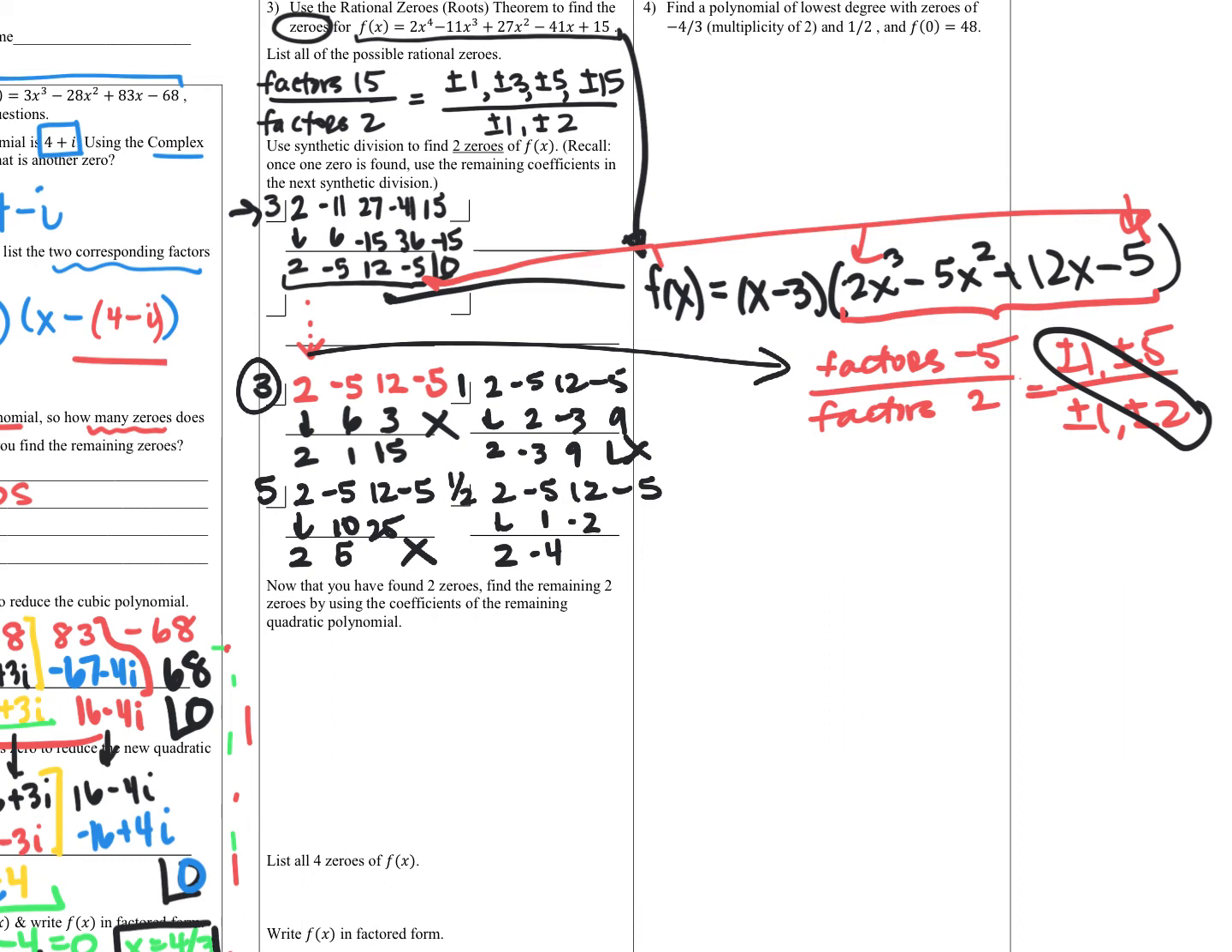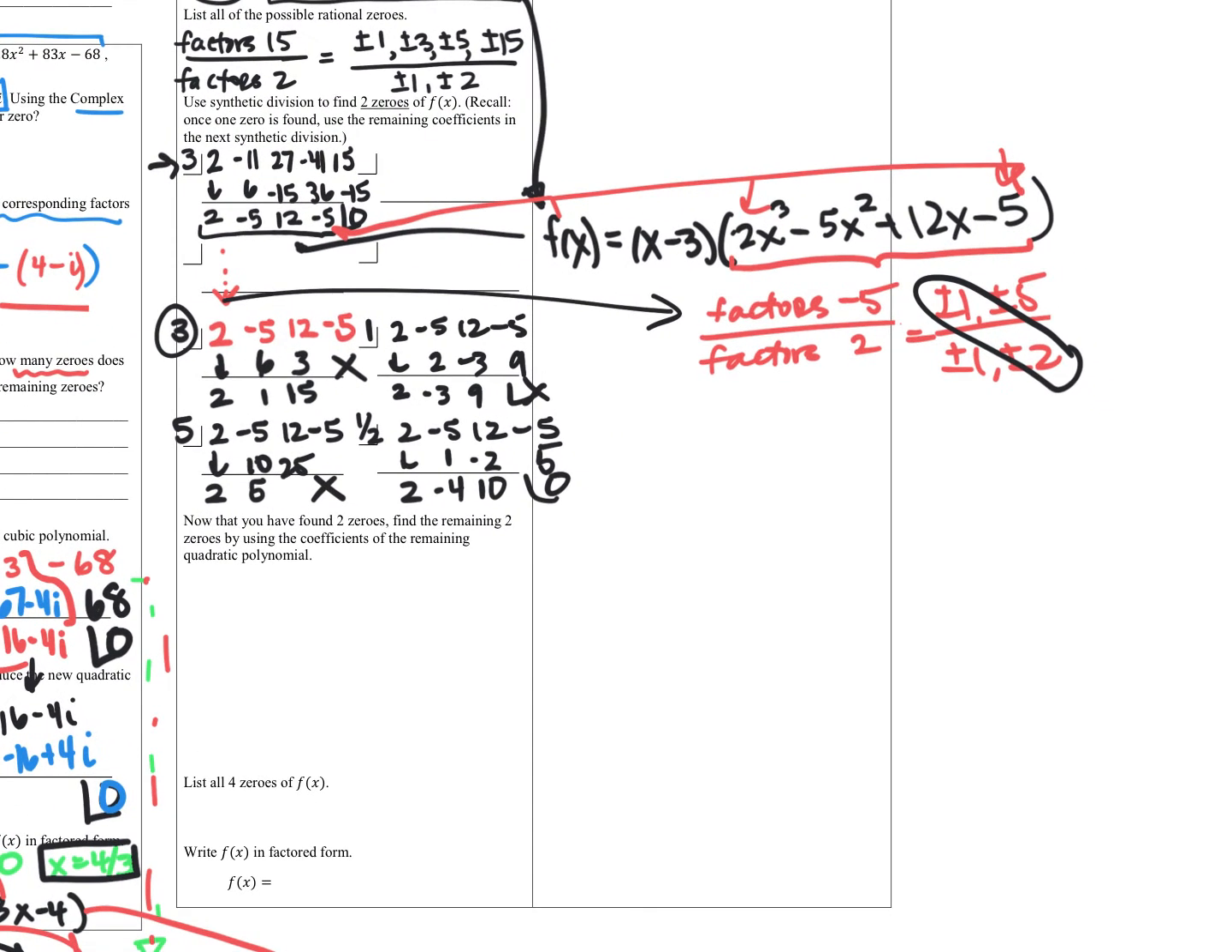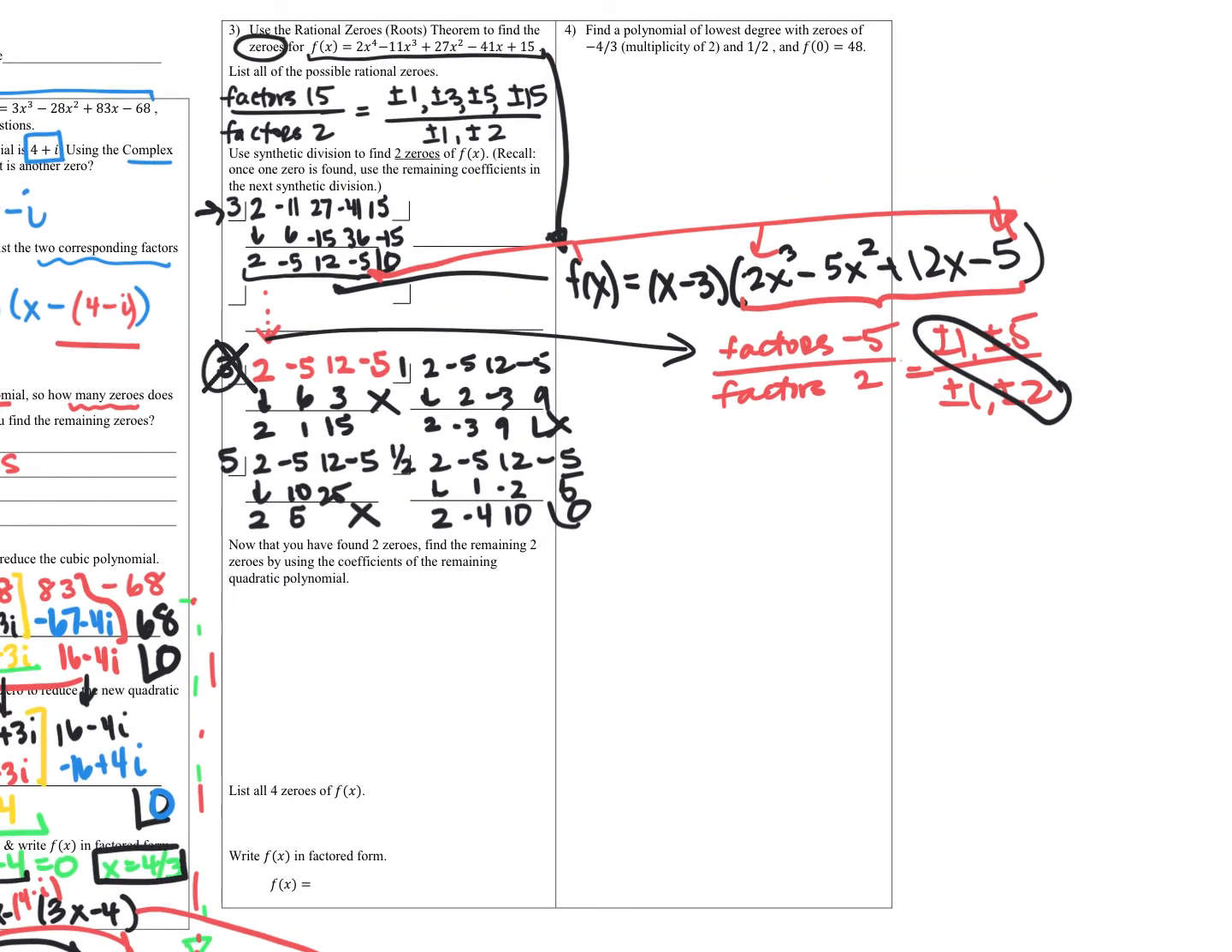Let's see, 12 minus 2 is 10. 10 times a half is 5. Woohoo, that works. Okay, so we have found 2 zeros. So let me cross off that second 3. That didn't work. So the number 3 worked, and the number 1/2 worked.